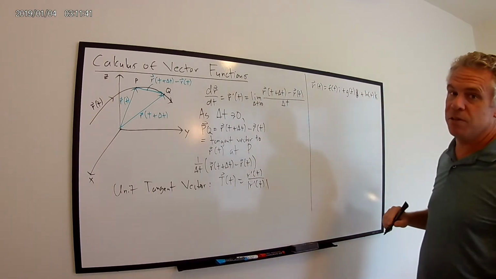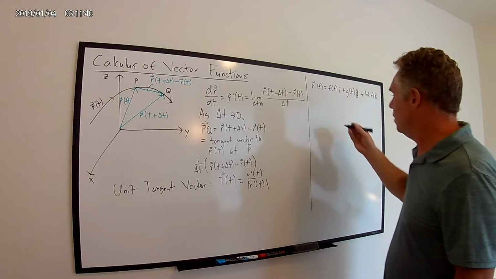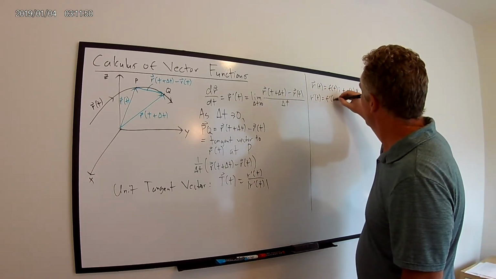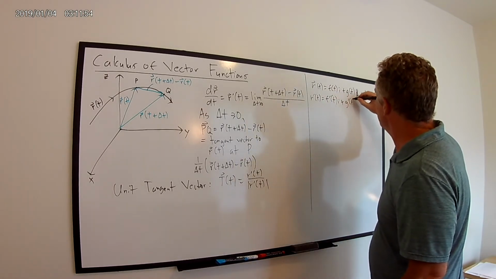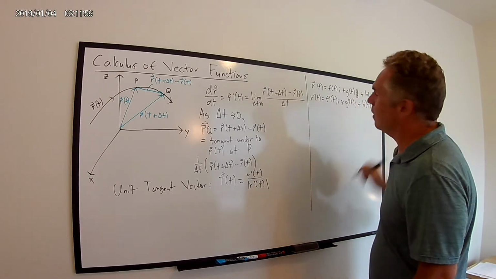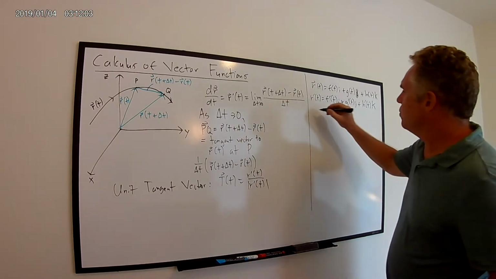Okay, the good news is if you want to take the derivative of a vector function, you take the derivative of each component. So r prime of t equals f prime of t i plus g prime of t j plus h prime of t k. Okay, so that's a simple rule for how we take a derivative. Let's do an example problem here.